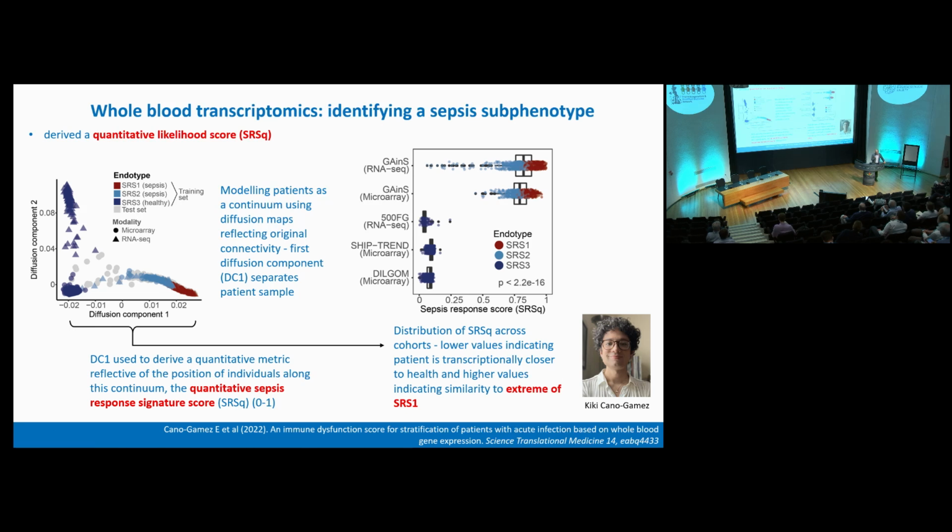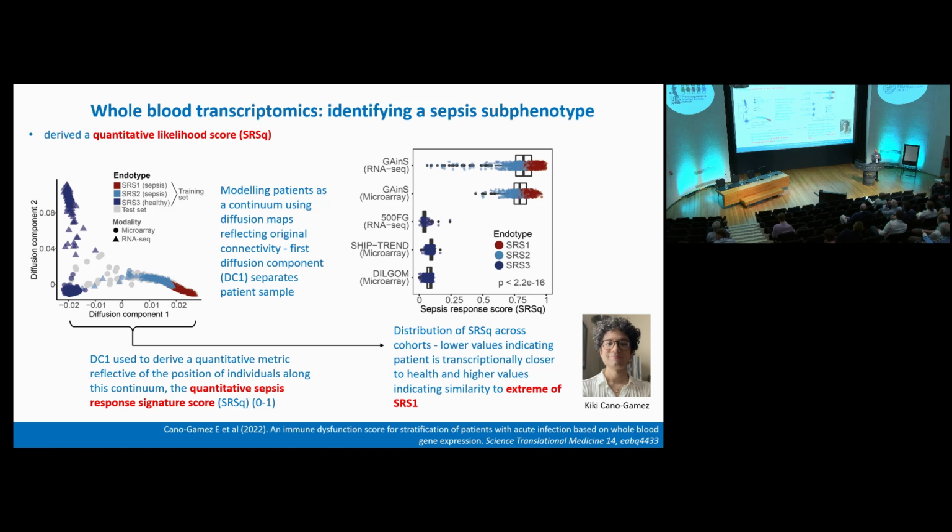More recently, we've been taking this idea and thinking about how, rather than putting patients into a particular group, we can think about the likelihood of being members of that group, and also try to anchor this data using information from healthy donors. And so we've used large data sets both based on microarrays and RNA sequencing from patients with different infectious etiologies of sepsis and healthy controls.